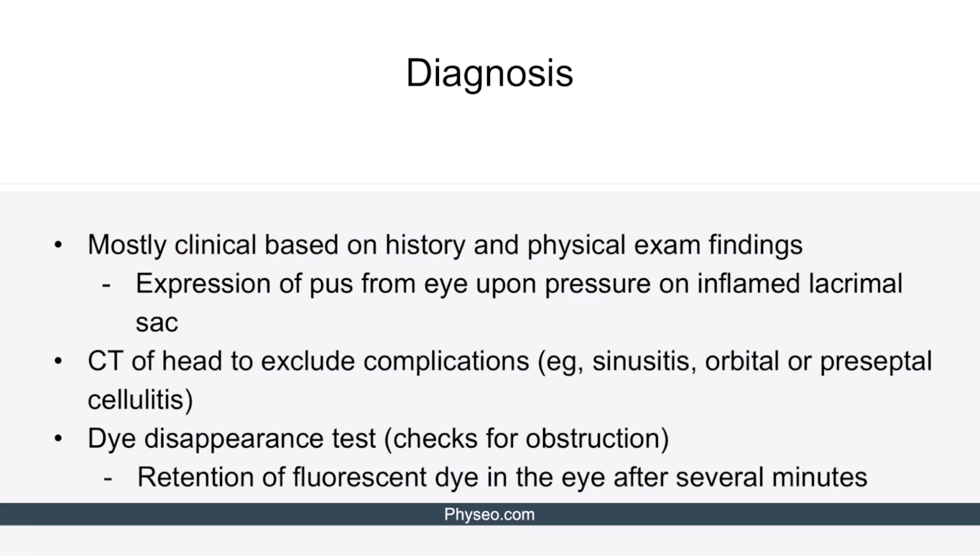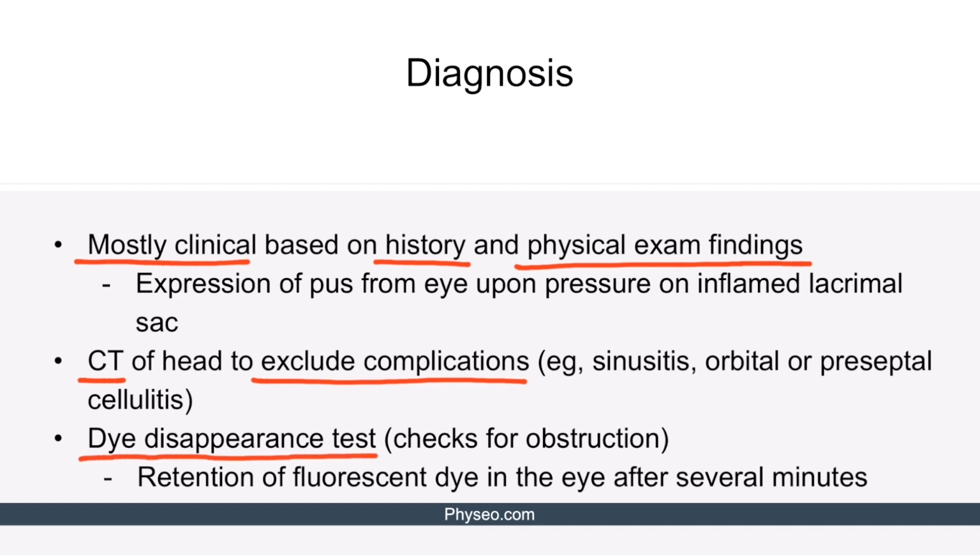Diagnosis of acute dacryocystitis is mostly clinical based on the patient history and physical exam findings. The characteristic physical exam finding is expression of pus from the eye upon manual pressure on an inflamed lacrimal sac. Imaging studies, like CT, can be done to exclude complications such as sinusitis, orbital cellulitis, or preseptal cellulitis. The dye disappearance test can also support the diagnosis of acute dacryocystitis. However, this test checks for an obstruction in the lacrimal apparatus. Therefore, it is not specific for acute dacryocystitis. Let's discuss the dye disappearance test on the next slide.